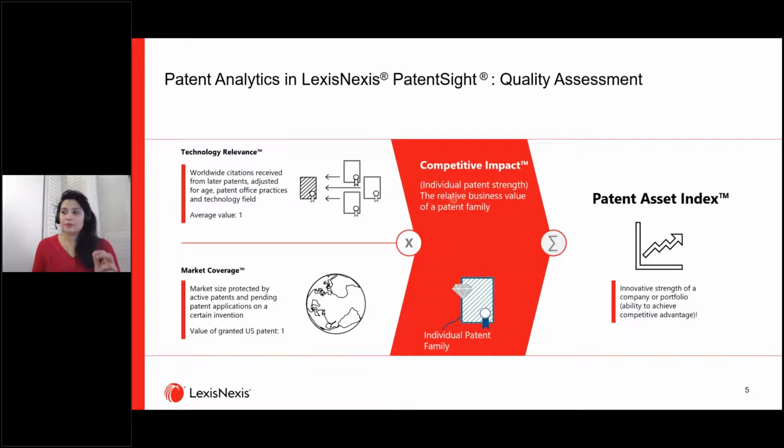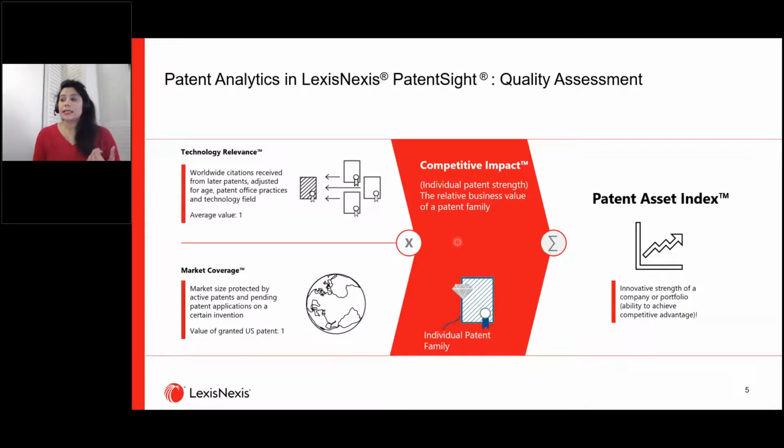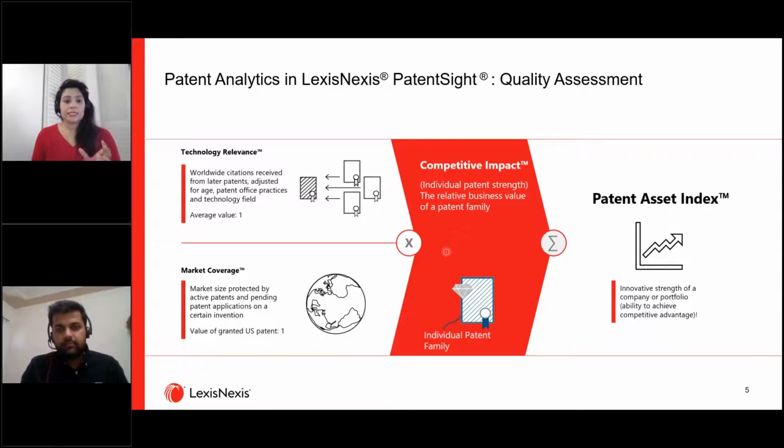Once we have the competitive impact value of all the patent families, we group the patent families into sets that can be a portfolio of a company, or a set of patents owned by a company, or the entire field defined by the patents. The sum of the competitive impact of this set gives us the patent asset index. This is our portfolio strength indicator. You will see these KPIs when we move ahead, and I hope you can correlate and connect with them.